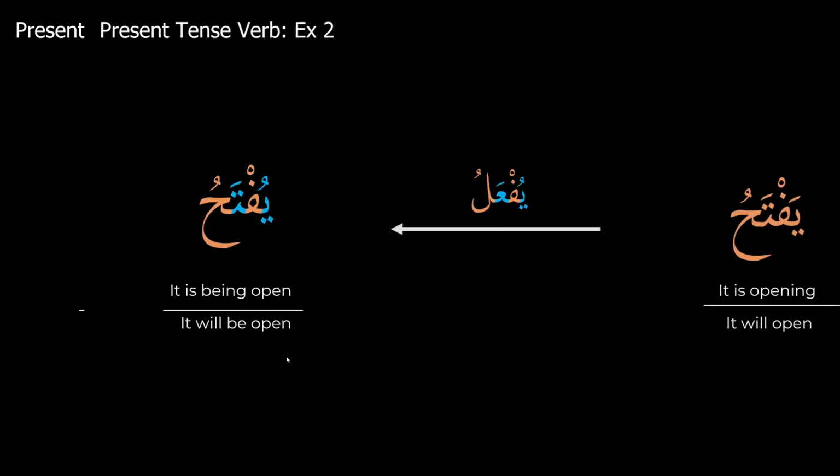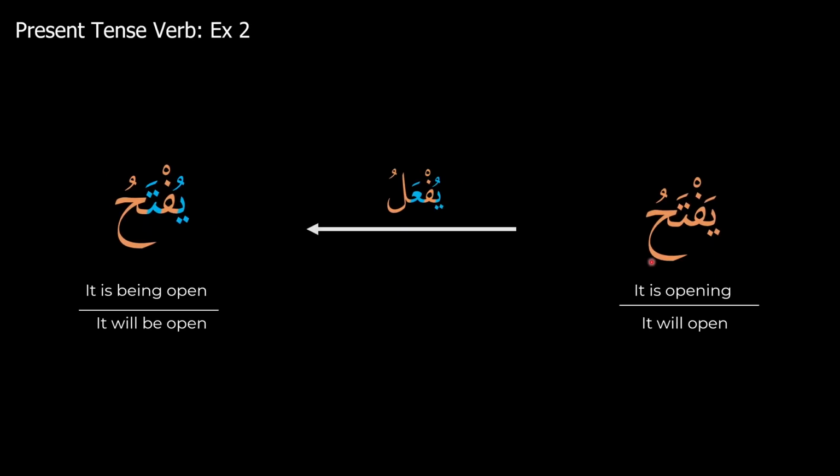So another example is yaftahu. This is the present tense form, and it means it is opening or it will open. And if you put it on the yuf'alu pattern, again, just change the haraka on the ya to a dhamma, and the second letter gets a fatha. It becomes yuftahu, and this becomes it is being opened or it will be opened.